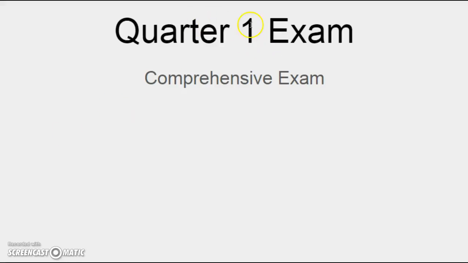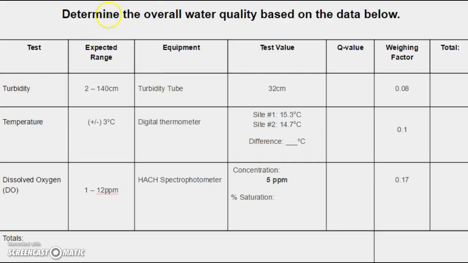I am going to do my best to help you with preparing for a lot of the math for the quarter one exam that we'll be taking. The first thing we'll start off with is you'll need to use your resources in your binder, and that will be provided on the exam. If you have these three parameters: turbidity with a weighing factor of 0.08, temperature weighing factor of 0.1, and dissolved oxygen or DO at 0.17, you can go and calculate by using the NTU values.